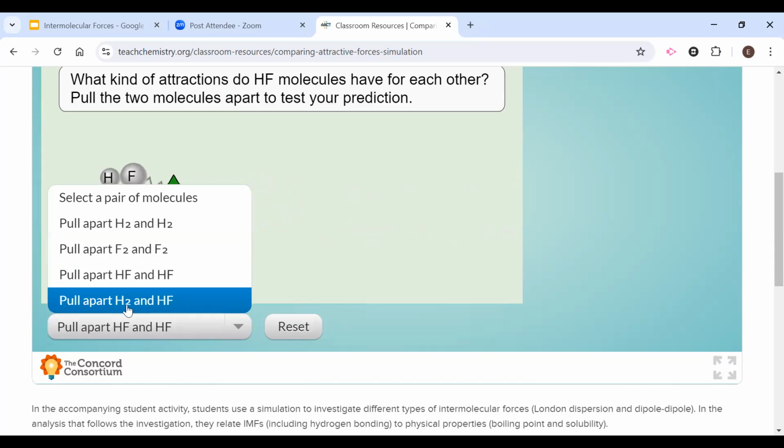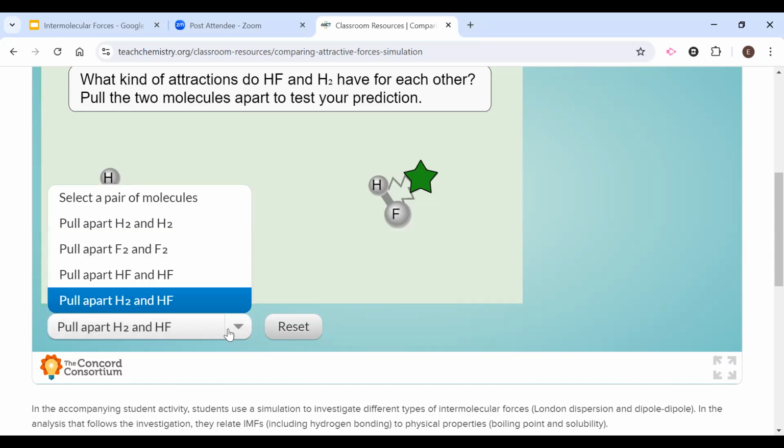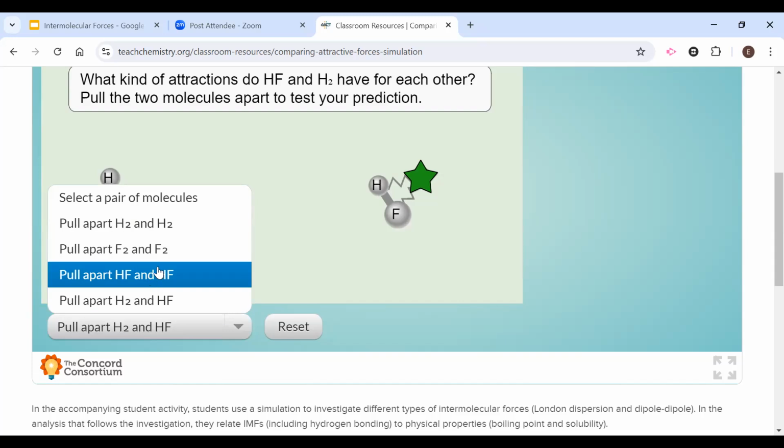Then let's go to this one, that one they say induced dipole. Okay. So the main thing we are looking at is this London dispersion, how it differs from dipole-dipole. That's the main thing we get out of this.